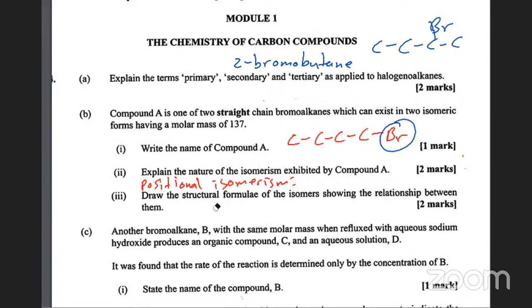Right, so bromobutane. And then now, part 3, draw the structural formula of the isomers. That is what we just did. So down here, you would draw the 2-bromobutane and the 1-bromobutane for 2 more marks.